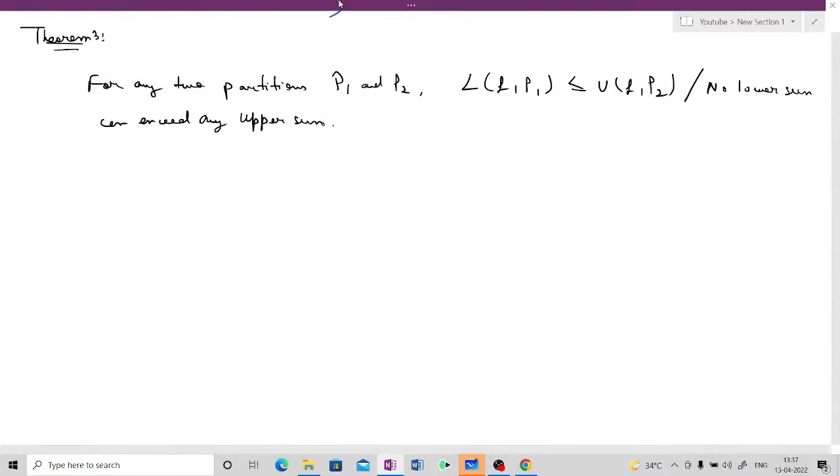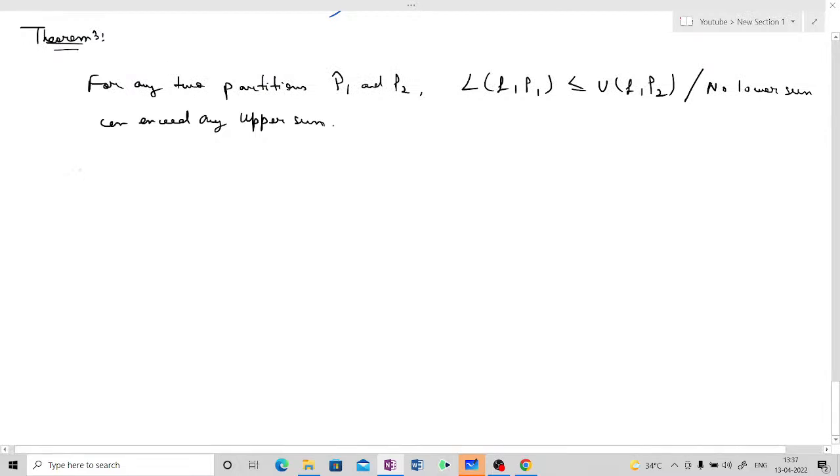So how to check this proof? Let's see. To have this proof, what we need basically is the concept of the common refinement of two partitions. Okay. So let's check the proof.